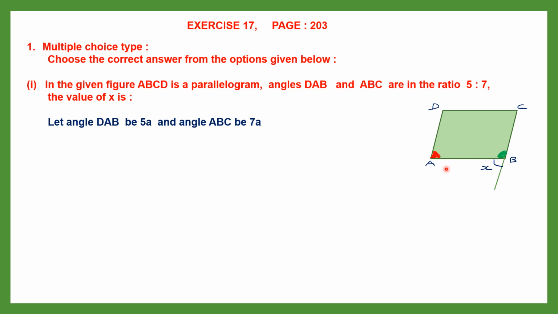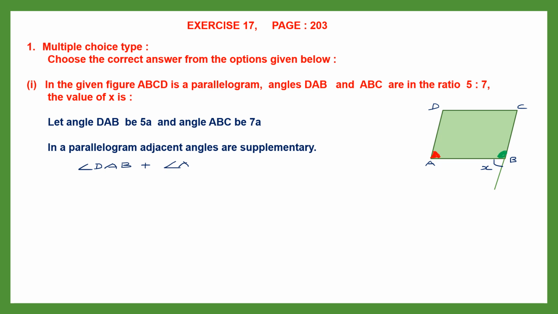Now here we also know one property of parallelograms, that is adjacent angles are supplementary. Adjacent means next to each other. So these are two adjacent angles and they are supplementary. That means they add up to 180. So angle DAB, if I add angle ABC to it, we get 180 degrees. And we said let angle DAB be 5A and let angle ABC be 7A. So together this will add up to 180 degrees. 5A plus 7A is 12A. 12A is 180 degrees.